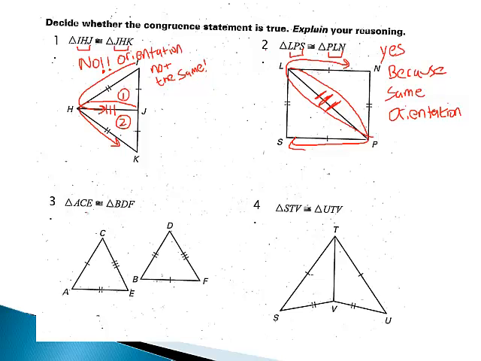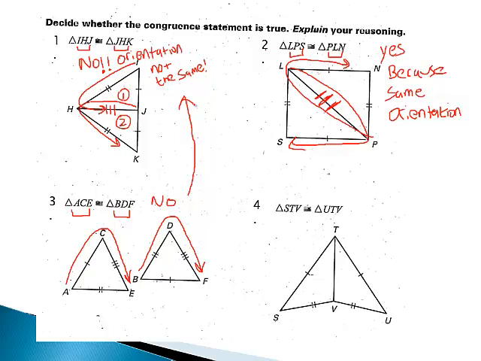Okay, what about three? Three is one where they don't have a side in common, but everything is labeled for you. So we can say ACE and see if they go along the same orientation as BDF. So ACE, we go along the one dash mark, then along the three. BDF goes along the two dash mark, then along the three. So these would be no because of not the same orientation.